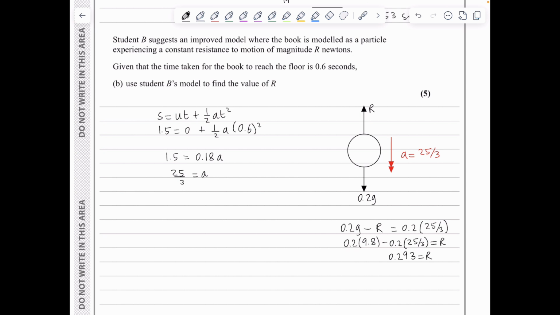Again, we need to give our final answer in 2SF or 3SF. More accuracy will be penalized.